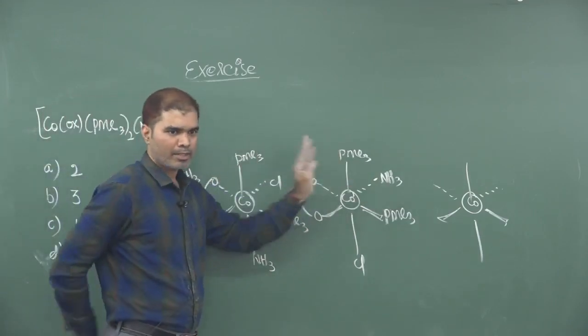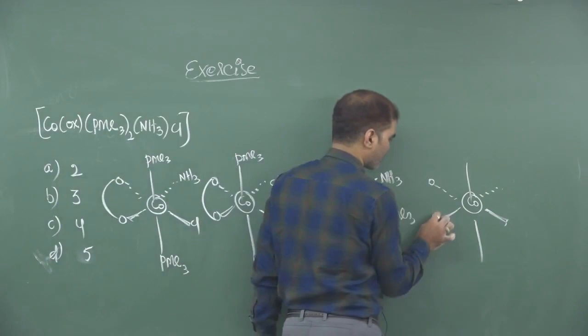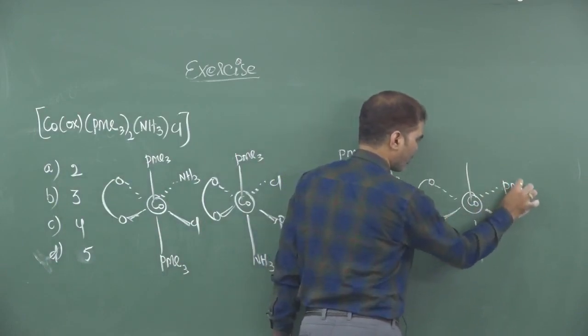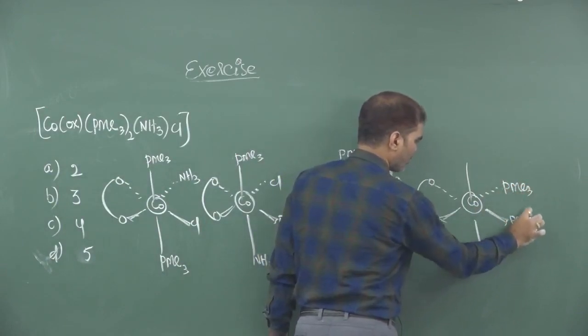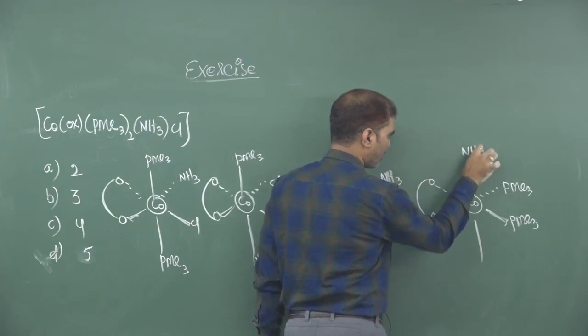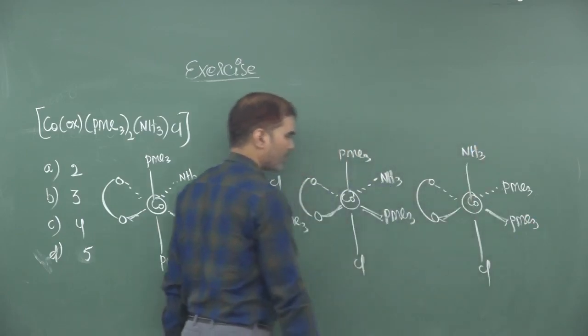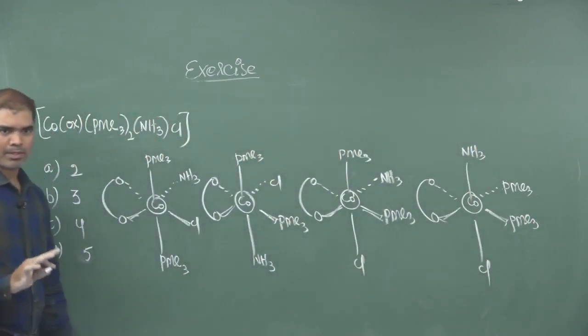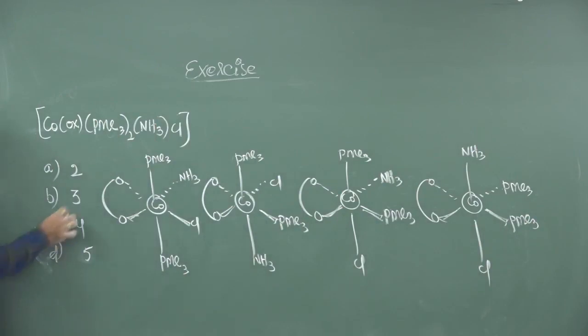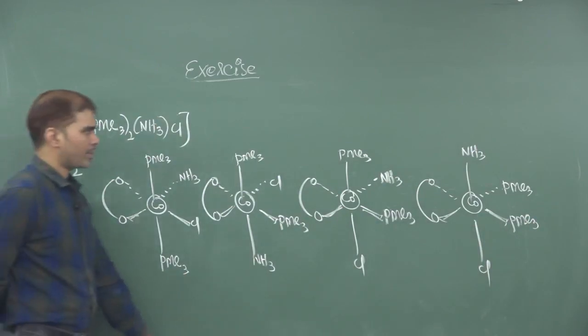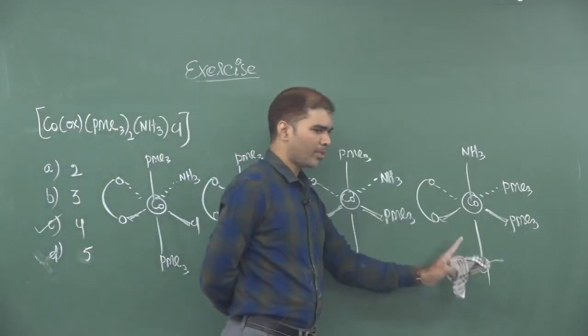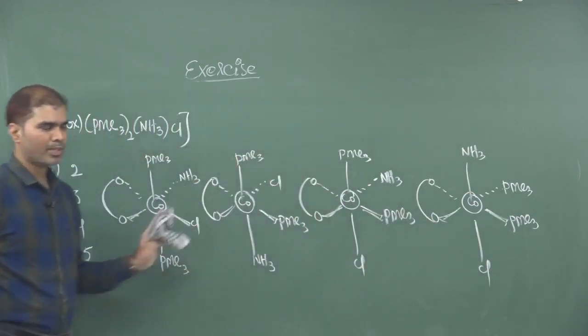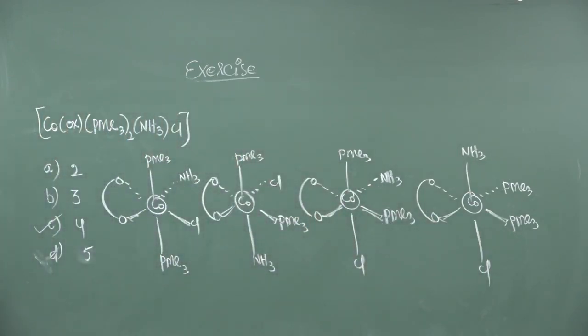Now let me take it parallel to it. Take PMe3 parallel, then amine will come here, chlorine will come here. You do not have any other option. Altogether how many? 4. If you try to put chlorine above, amine below, it is just the same isomer, so you have altogether 4. Answer is C.